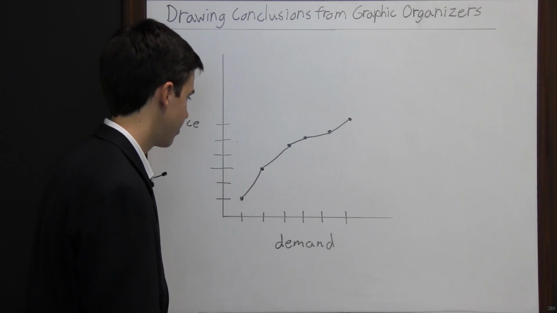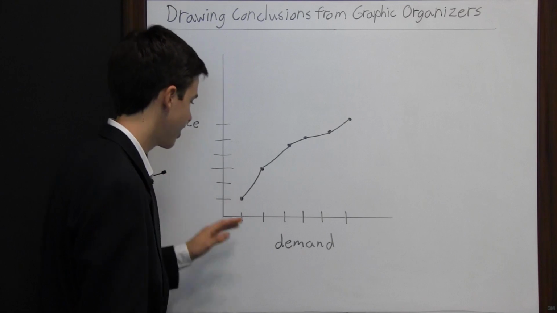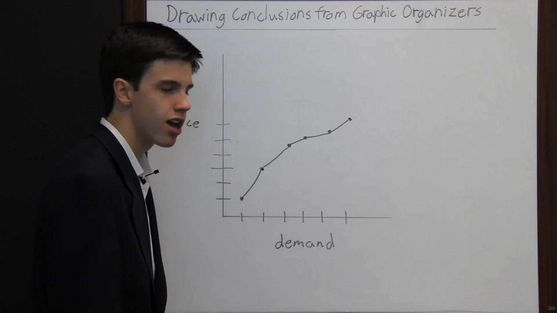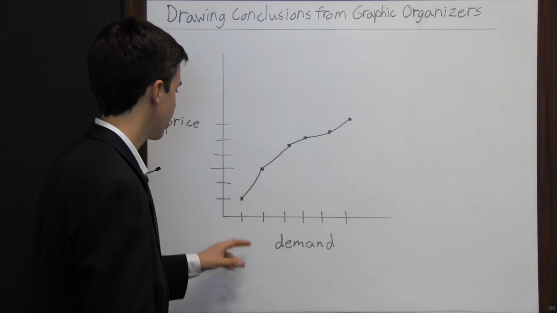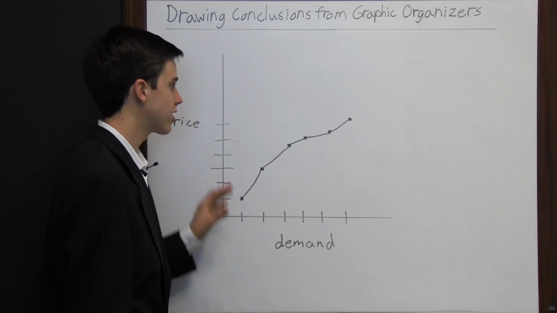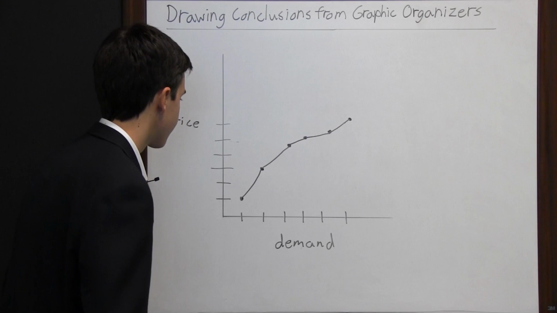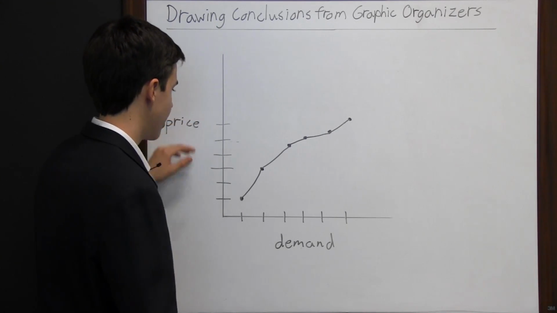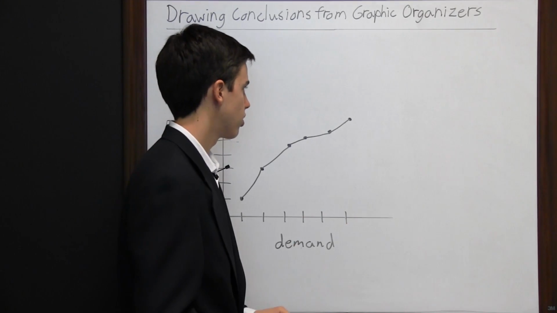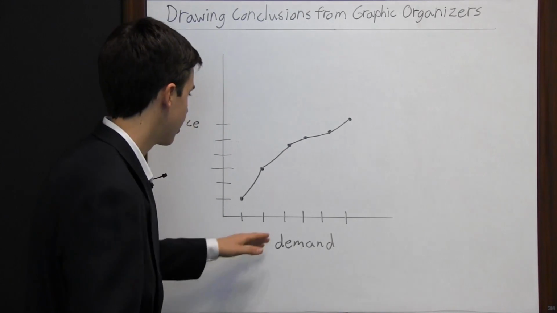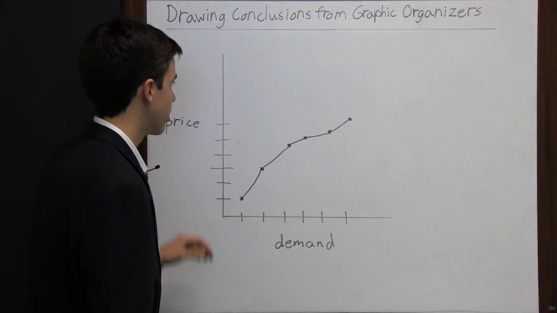We can't look at this graph and say, oh, it's just coincidence that price and demand rise and fall together. No, we know there's some relation between price and demand here. But that's all we can tell from this diagram. See, we can't look at this graph and say, oh, when price rises, it causes demand to rise. We can't say that because it may be demand rising that causes price to rise.